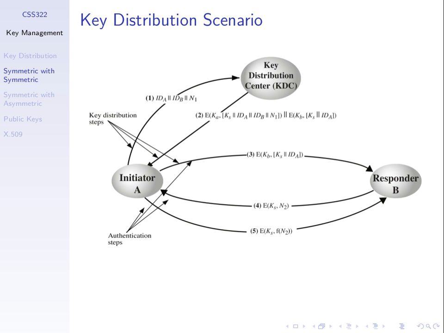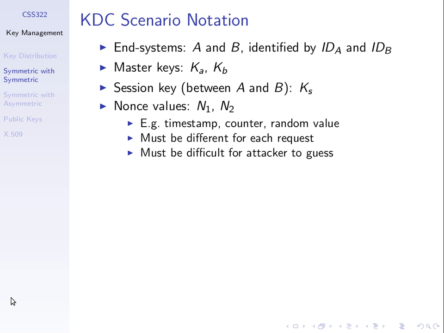What is KS? KS is the session key. Session key, master key, key, ID. So we have three keys in this system, all shared secret keys, all for symmetric key cryptography. Master keys, KA and KB, and session key, KS. The master keys are just used for obtaining the session key. The session key will be used for encrypting data between A and B.